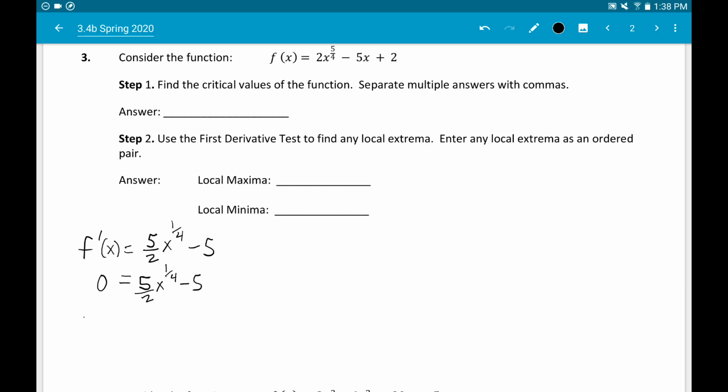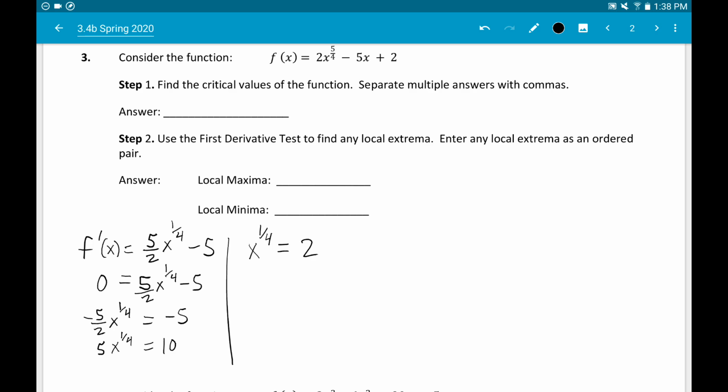Alright, I'm going to subtract this over. Your negative signs cancel out on both sides. We need to get rid of the 5/2, so let's multiply each side by 2. That would leave you 5x to the 1/4 on the left, and if we multiply by 2 on the right, we're going to have 10, because the negative sign's already canceled out. Divide each side by 5. So x to the 1/4 equals 10 over 5, which is 2.